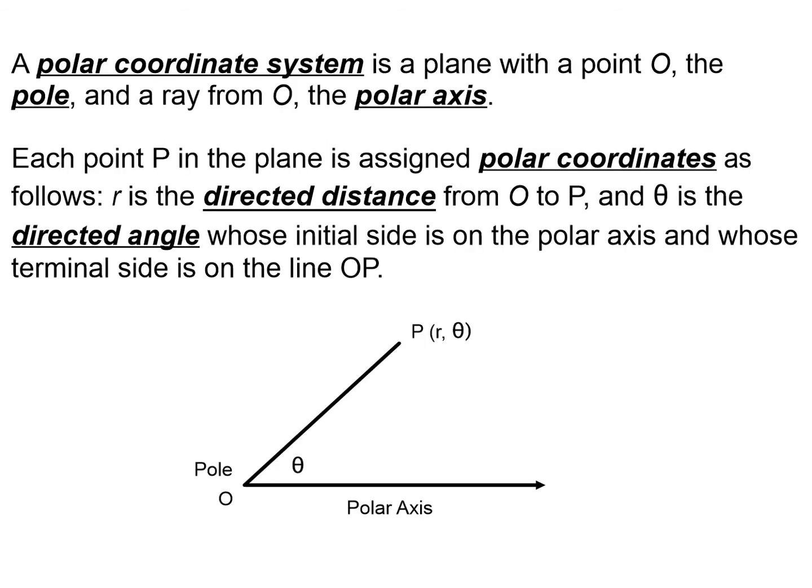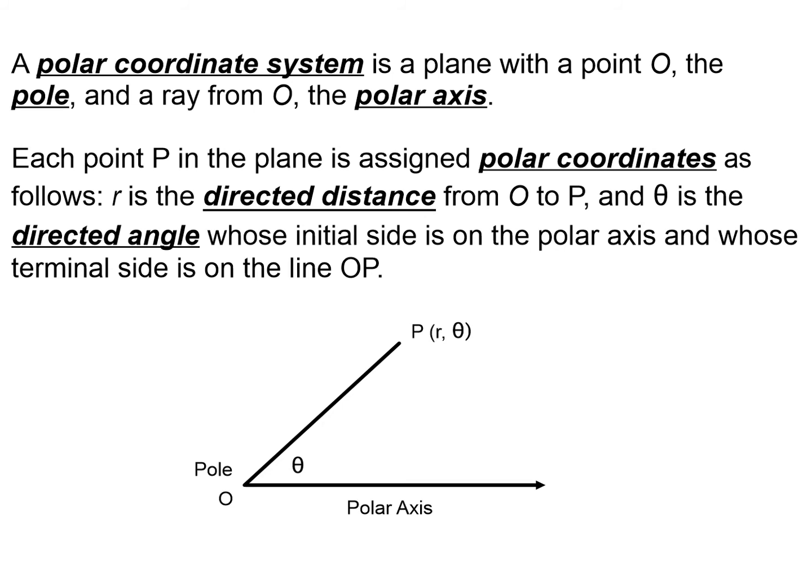All right, so once again, we're looking at a brand new topic. We are looking at the polar coordinate system. In our rectangular coordinate system, everything is in terms of x and y. Now we switch to the polar coordinate system, where everything is going to be in terms of what is called r and theta. So a polar coordinate system is a plane with a point O, which you can see in the picture, called the pole, and a ray from O called the polar axis.